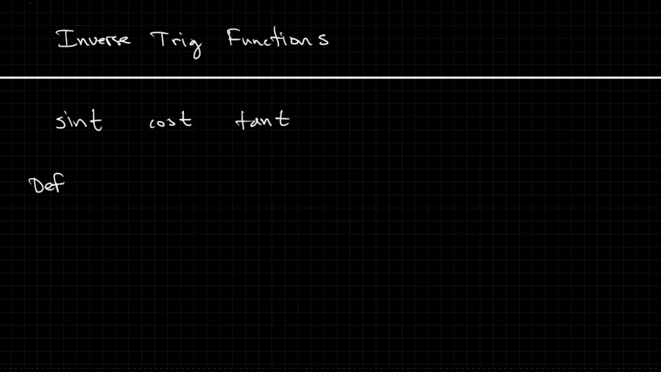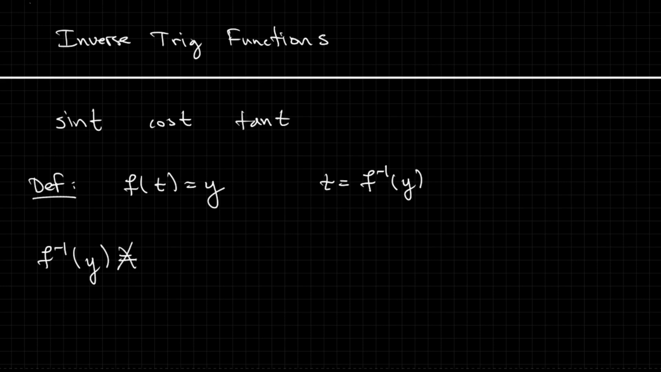So, by definition, the inverse function switches x and y values, or maybe more appropriately in this case, inputs and outputs. So if you have that f of t is equal to y, then that means that for the inverse function, t will be f inverse of y. Let's also take a moment to remember that the inverse function is not the same thing as 1 divided by the original function.